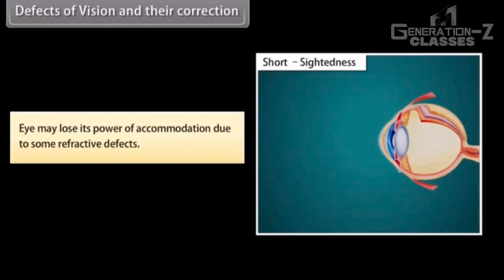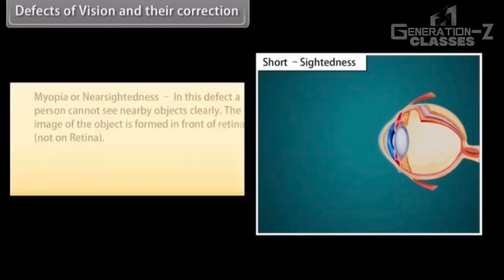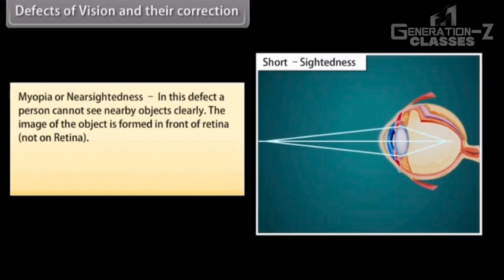Defects of vision and their correction. The eye may lose its power of accommodation due to some refractive defects. There are 3 such defects. Myopia or nearsightedness. In this defect, a person cannot see nearby objects clearly.